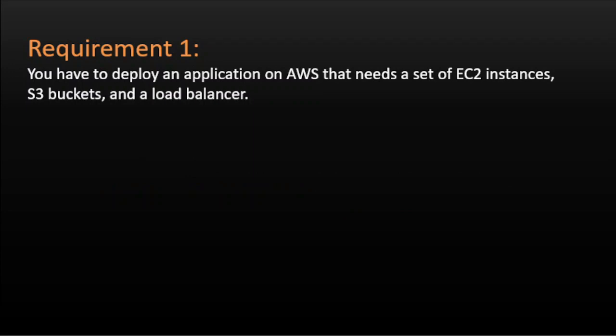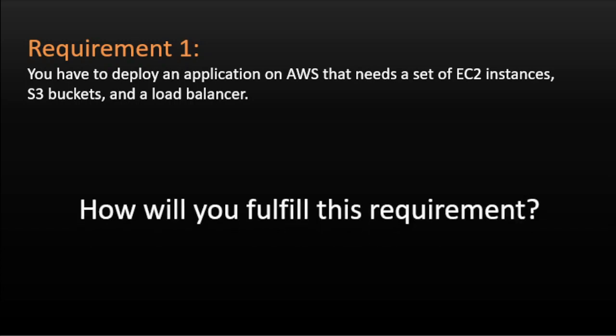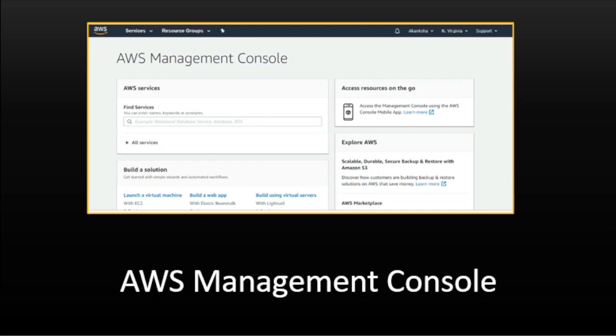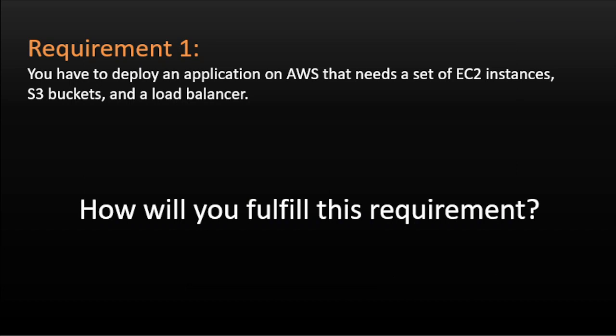You have to deploy an application on AWS that needs a set of EC2 instances, S3 buckets, and a load balancer. Now, my question to you guys is, how will you fulfill this requirement? You will say, I'll simply go to the Amazon Management Console, set the properties of the resources and create them. This is a simple requirement and you can do that.